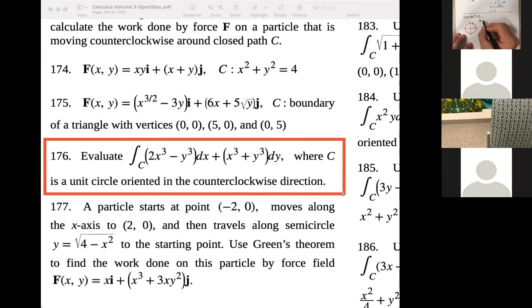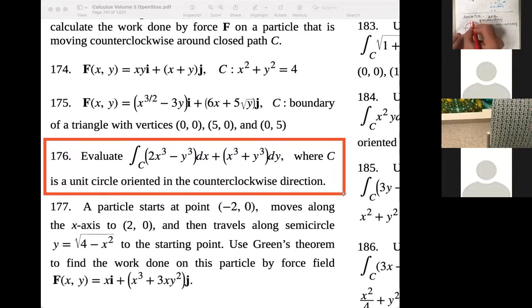And I want to evaluate this: 2x cubed minus y cubed dx plus x cubed plus y cubed dy. Remember, this is describing a field to me with components P and Q. And that field is 2x cubed minus y cubed and x cubed plus y cubed. So this integral is F dot T ds, or F dot dr, if you want to express it that way.